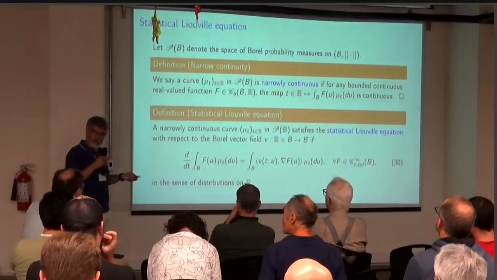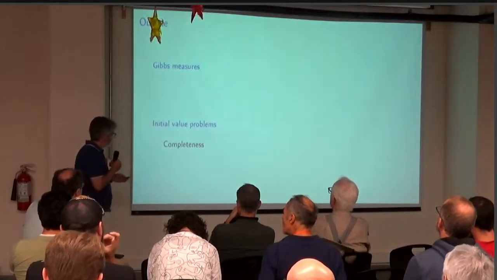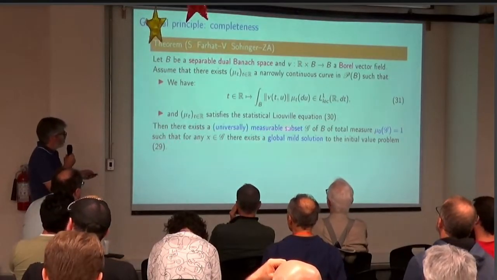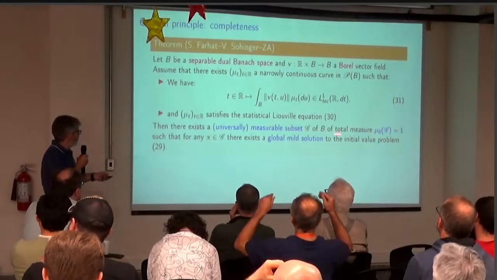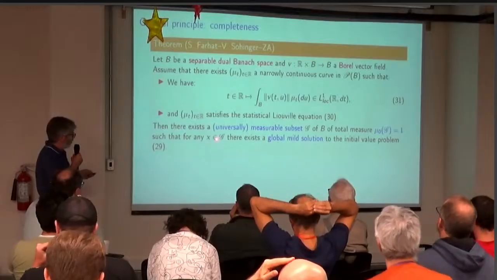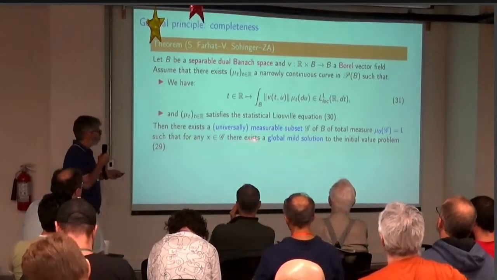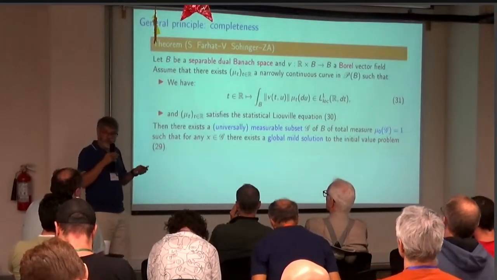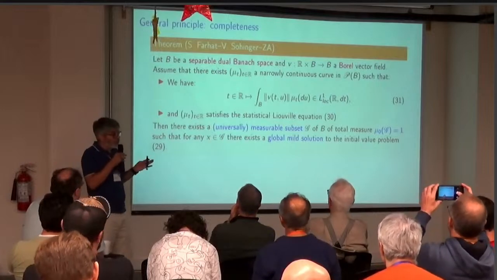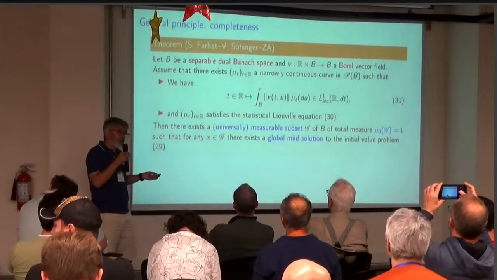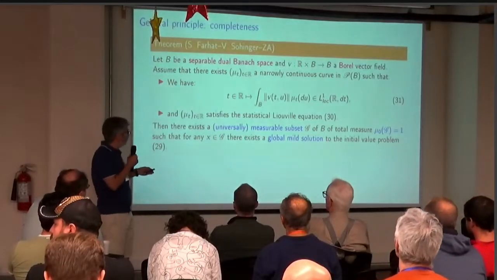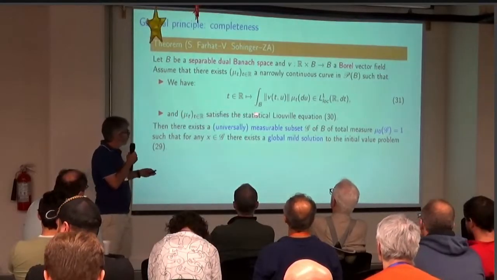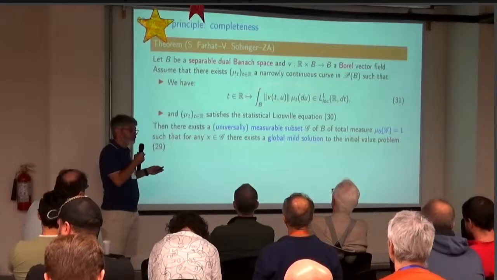So any solution will do in some sense. Will be test. Then the conclusion is that there exists a measurable subset of total measure equal 1, so that for any x as initial data in this set, there exist global mild solutions to the initial value problem. Somehow it looks like a Peano theorem without continuity of the vector field. But we replace the continuity of the vector field with the fact that there exists a natural measure satisfying the Liouville equation and satisfying these conditions.